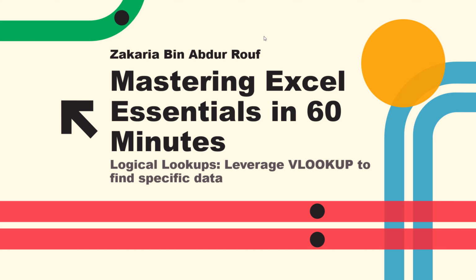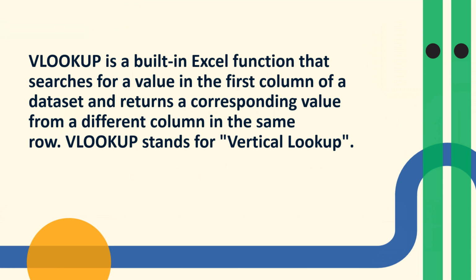Today we'll learn how to use VLOOKUP to find specific data. So what is VLOOKUP? VLOOKUP is a built-in Excel function that searches for a value in the first column of a dataset and returns a corresponding value from a different column in the same row. VLOOKUP stands for vertical lookup. Let's see an example.